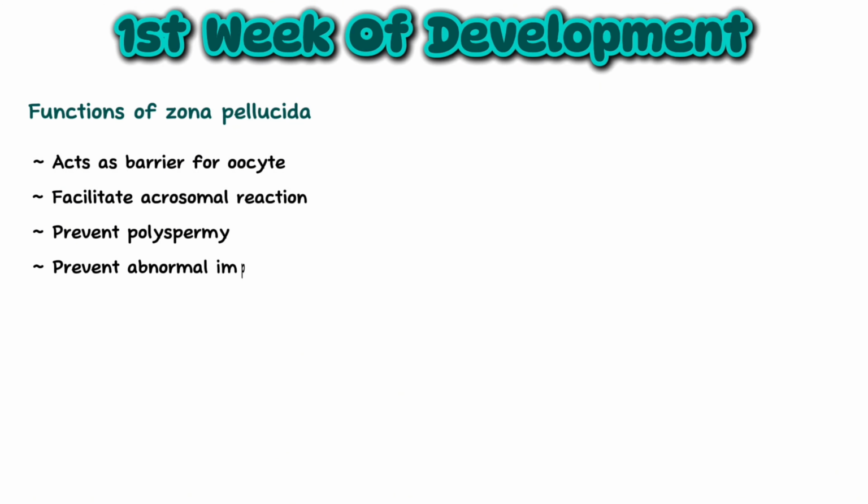Now let's see what are the functions of the zona pellucida. Zona pellucida acts as the barrier for the oocyte. It facilitates the acrosomal reaction. It prevents polyspermy and it prevents abnormal implantation of the blastocyst.